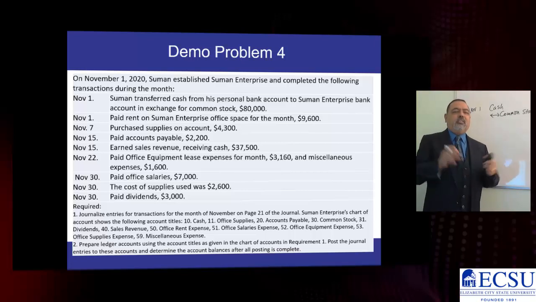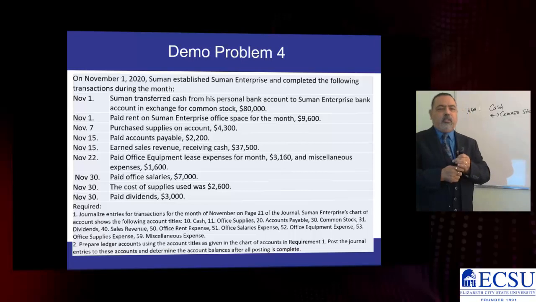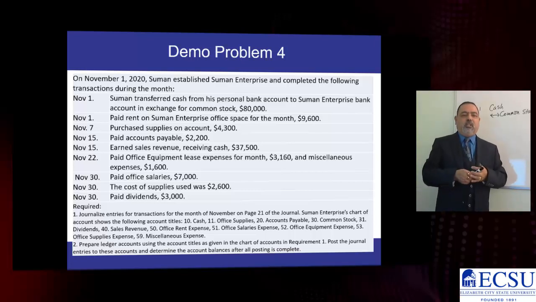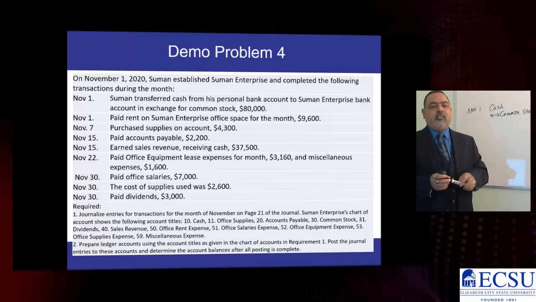Now these are all the transactions. Since we have already talked about the journalizing aspect, I'm not going to spend much time talking about the journals, but I will be talking in detail about how to do the posting. So let's just run through the journals. Okay, so let's first read the requirement. It says journalize the entries for the transactions for the month of November on page 21.